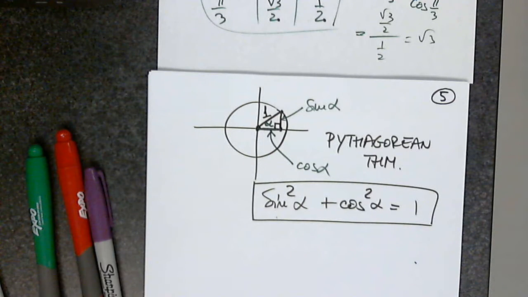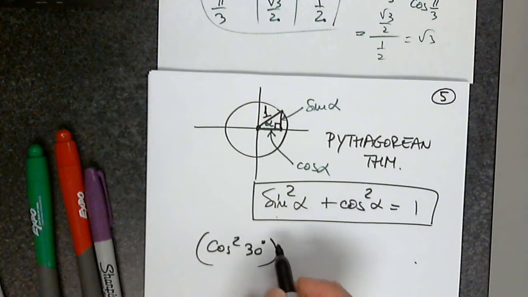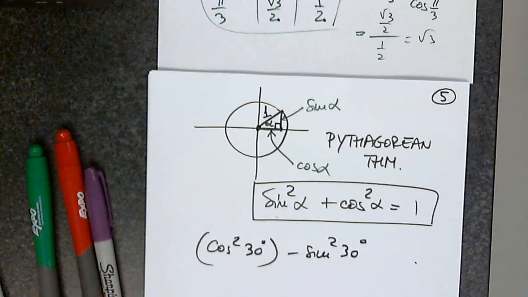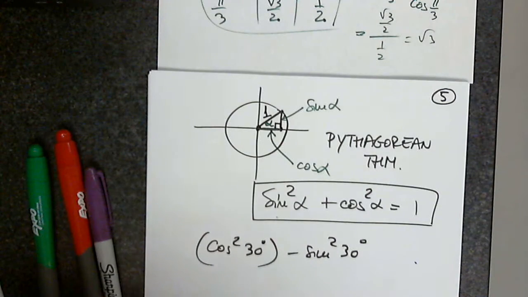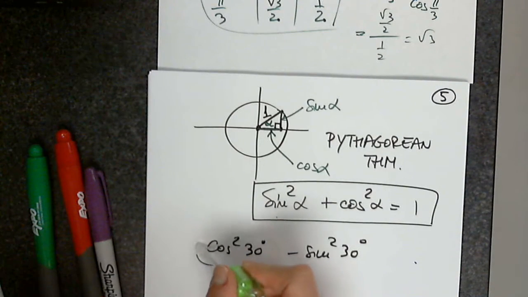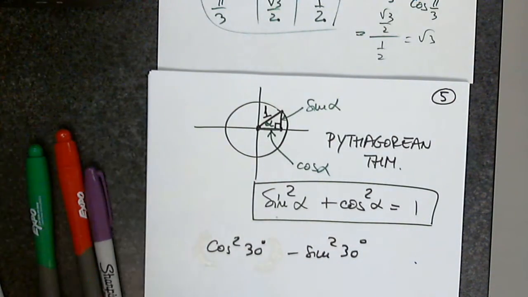He said, let's look at cosine squared 30 degrees minus sine squared 30 degrees. I didn't have to put it in parentheses. I put the power next to cosine. So would that just be square root of 3 over 2 and 1/2? Yes, but squared. So we do have that.